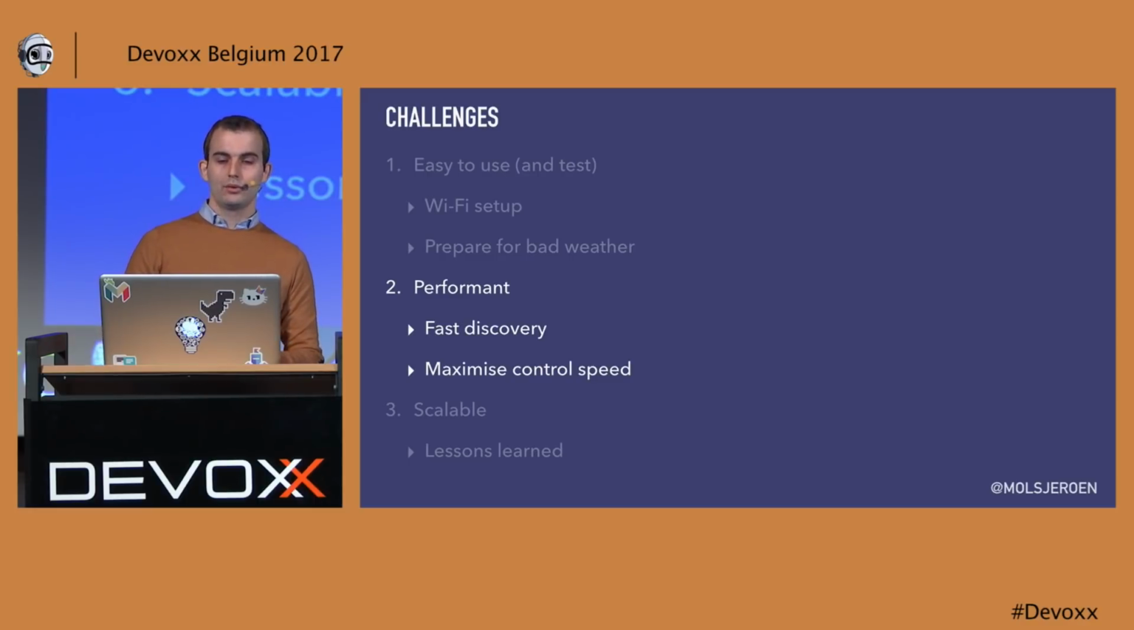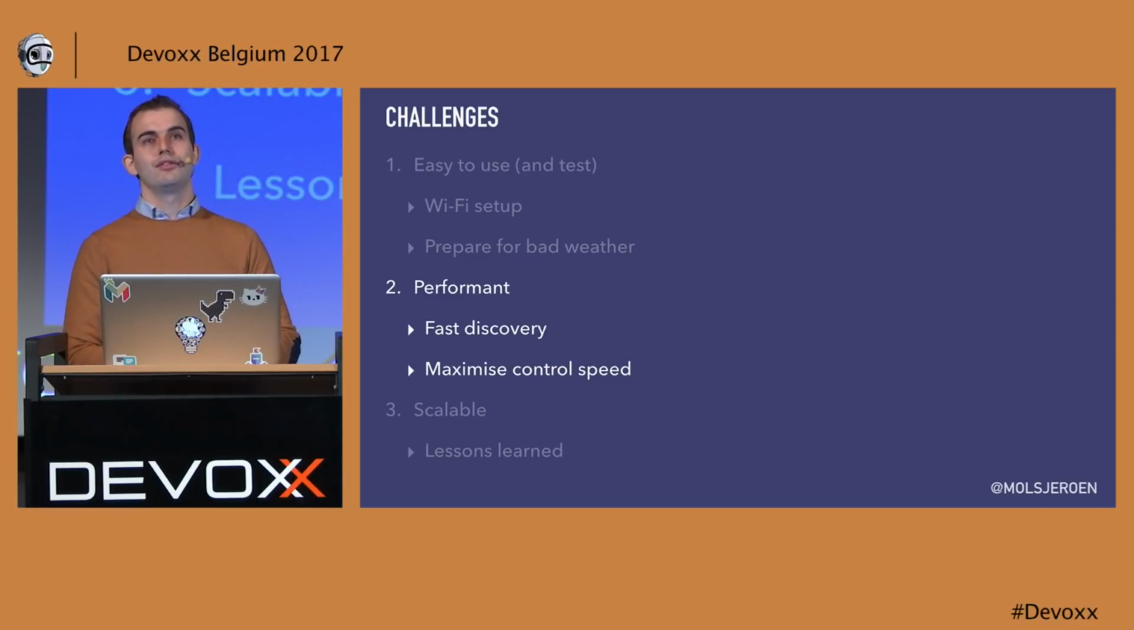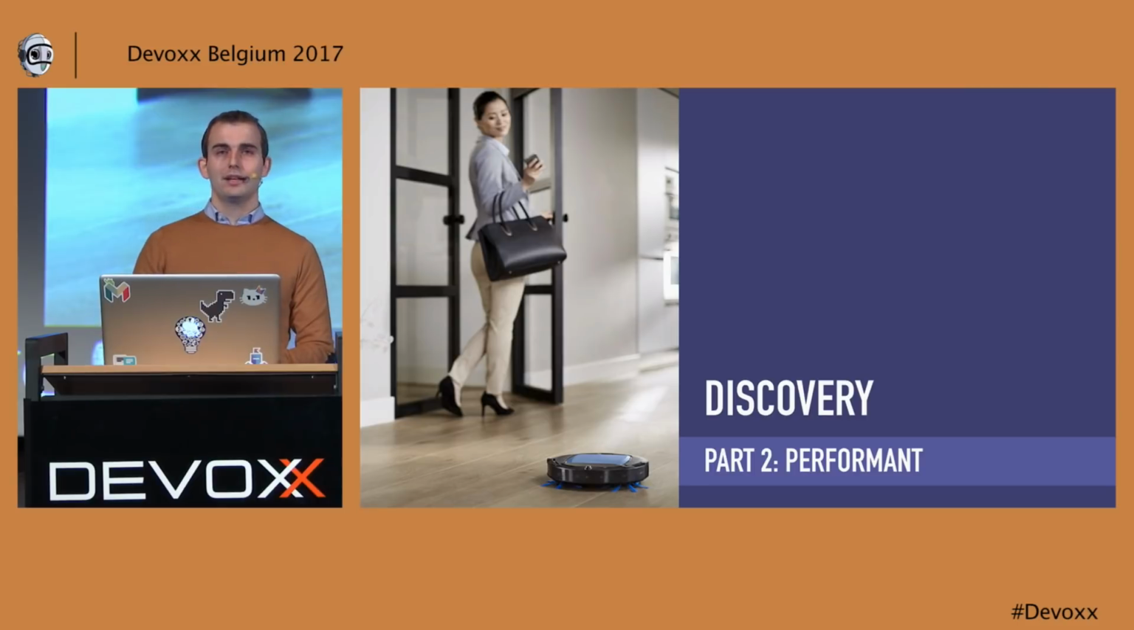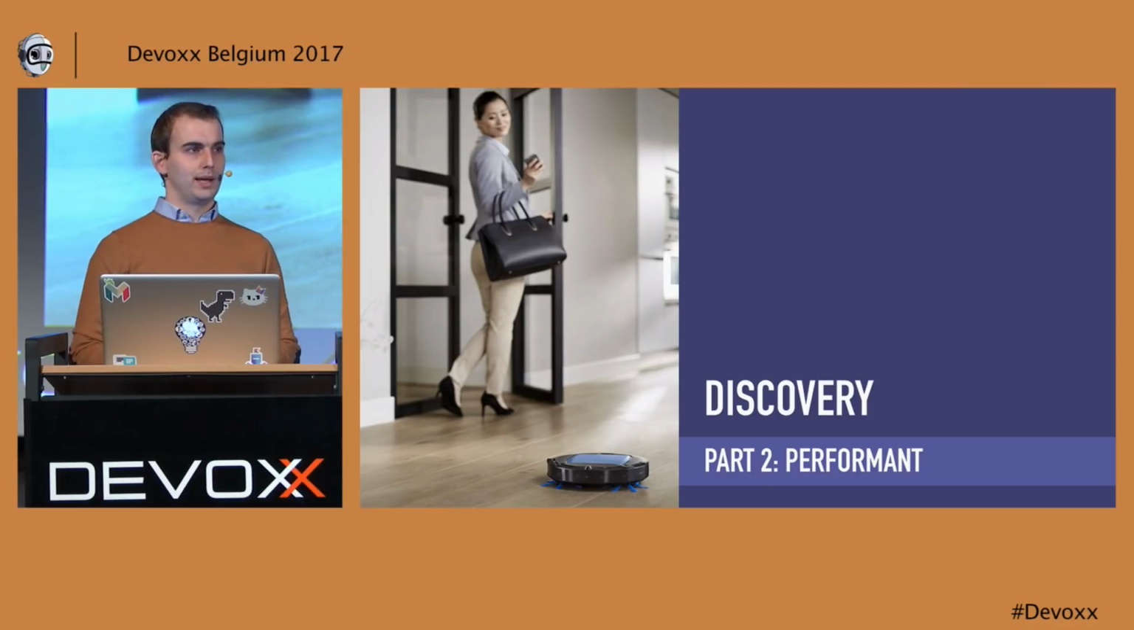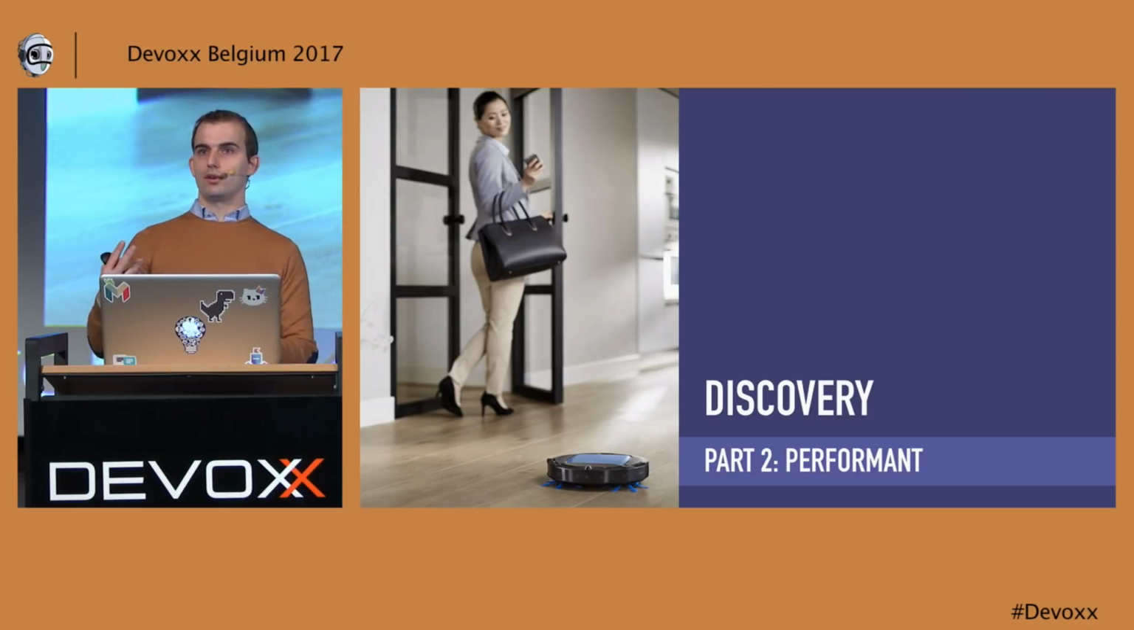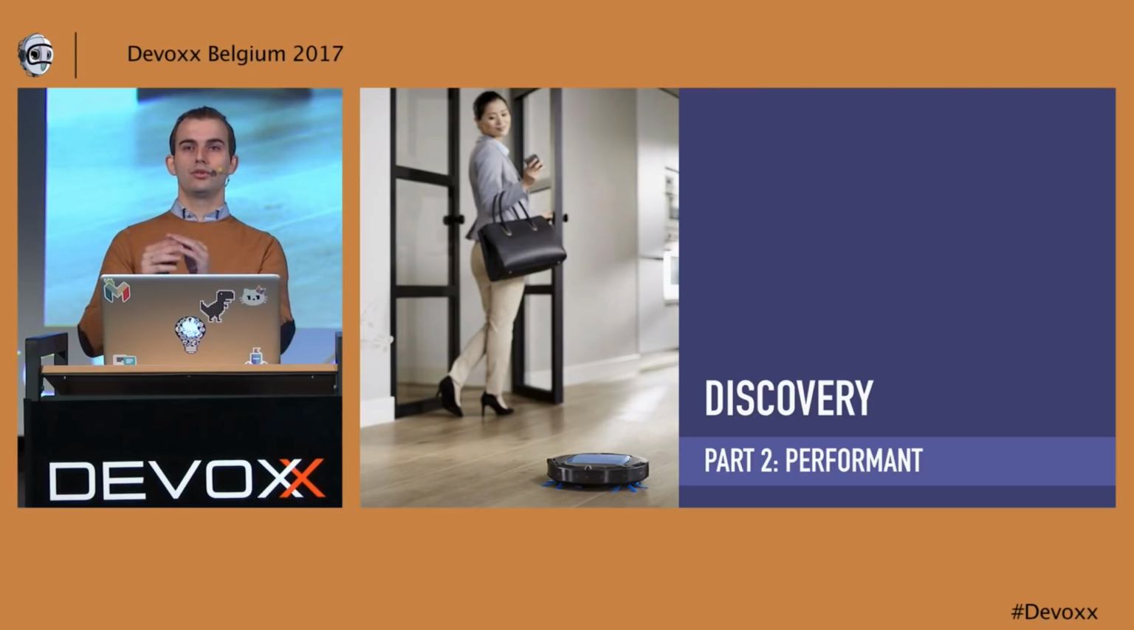Okay, so far for keeping stuff easy to use. Let's now make sure that it actually works. And the first thing I want to talk about is discovery. So there's two kinds of discoveries, because you can either be locally connected to your product or remotely. So when you start up the app, you need to search for all of the products you can connect to.